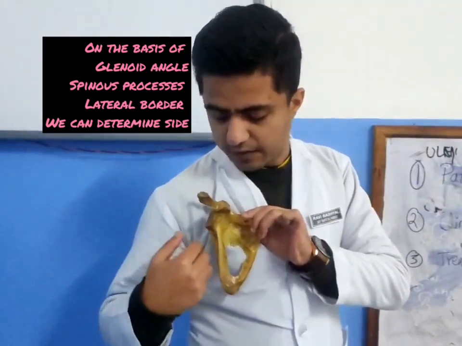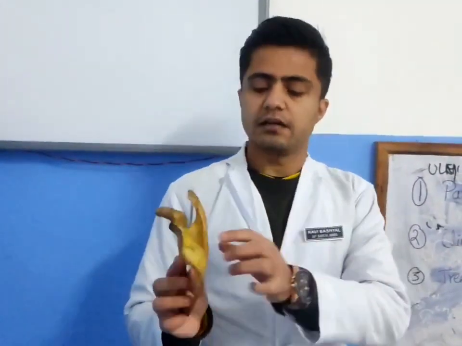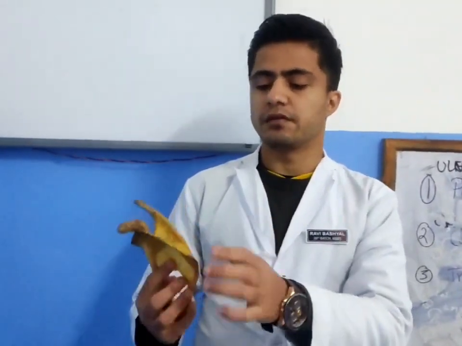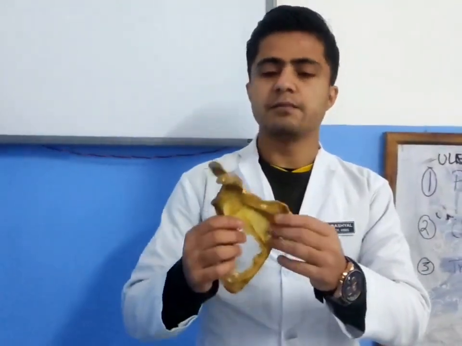The lateral border will be on the lateral side, the inferior angle will be on the inferior side, and the spinous process and the acromion process will be on the dorsal surface. On the basis of this, we can determine the side. So this is the right side.